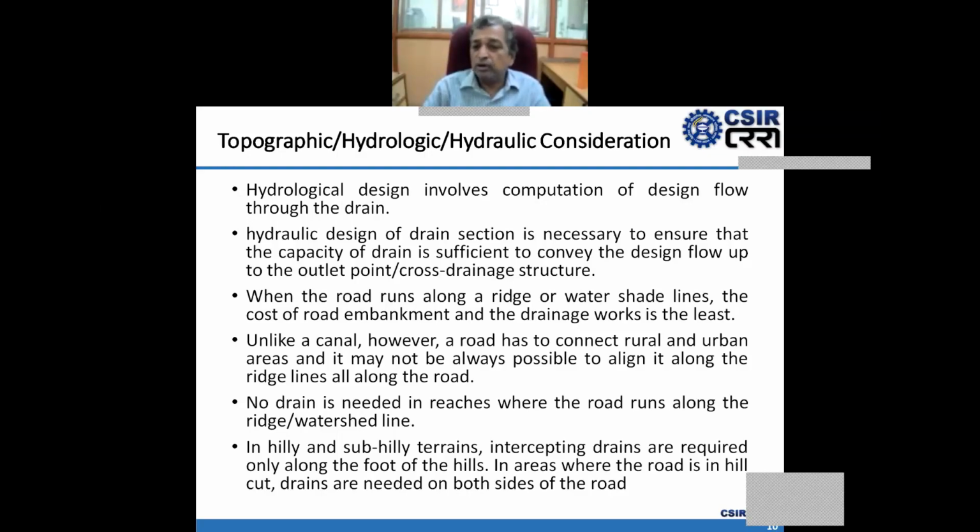When the road runs along the ridge or watershed lines, the cost of road embankment and the drainage works is the least. Unlike a canal, however, a road has to connect rural and urban areas, and it may not always be possible to align it along the ridge lines all along the road.